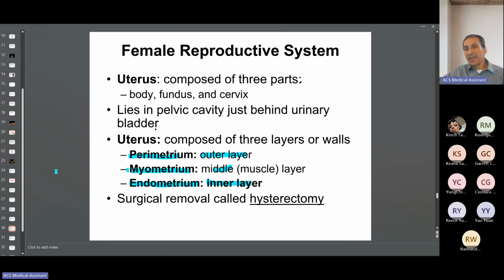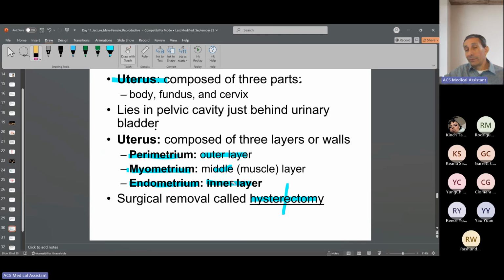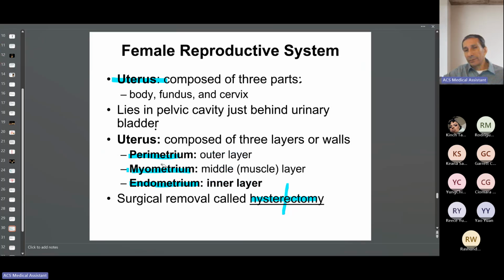If the uterus is being removed, it's called a hysterectomy, because hyster is uterus. Ectomy is surgical removal. For those who took medical terminology, you more likely know what I'm talking about. For those who haven't, no worries. When it comes time, your professor will discuss that.